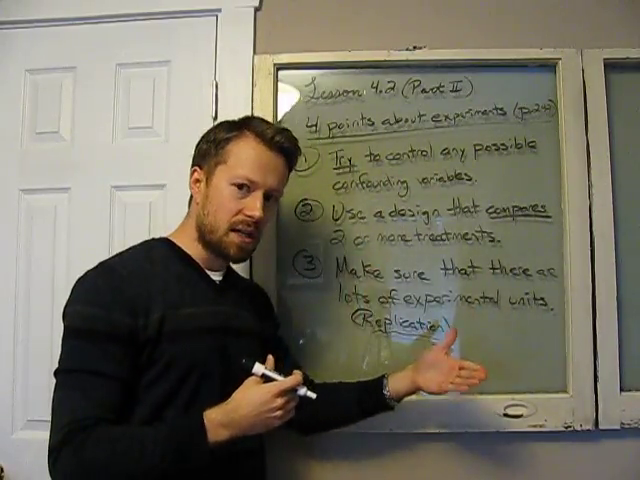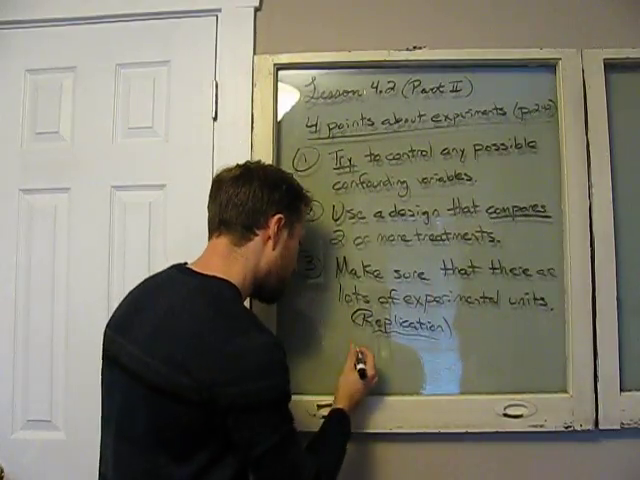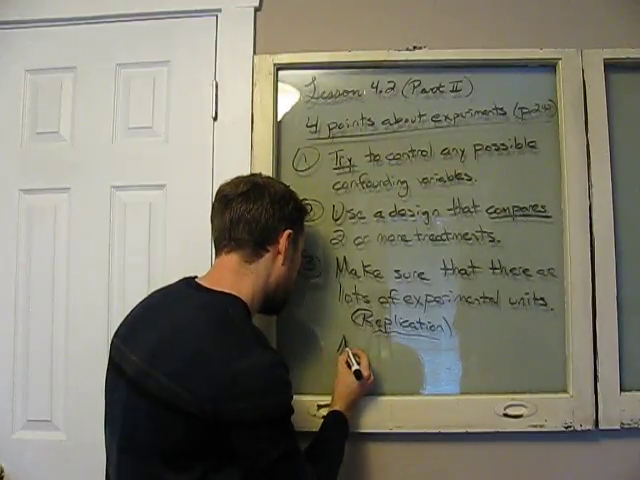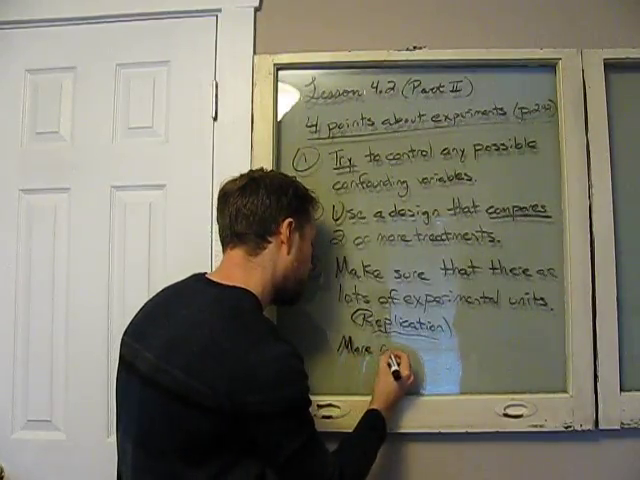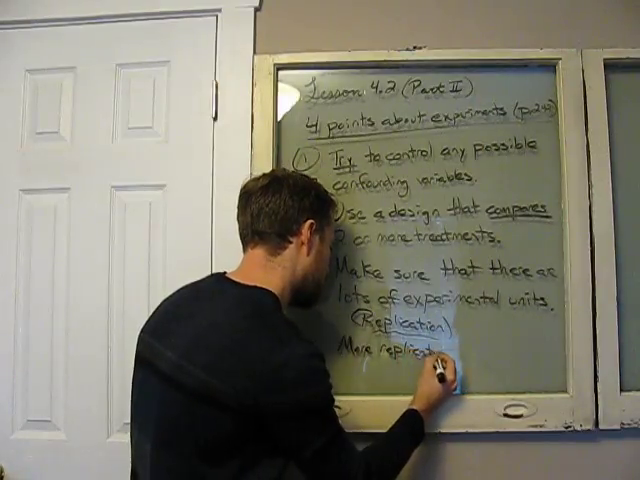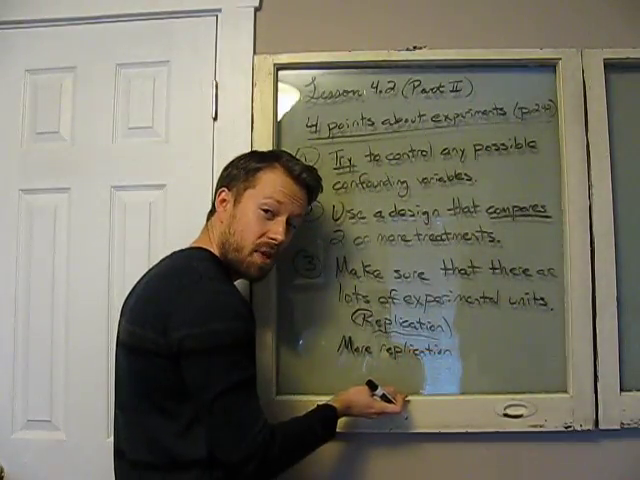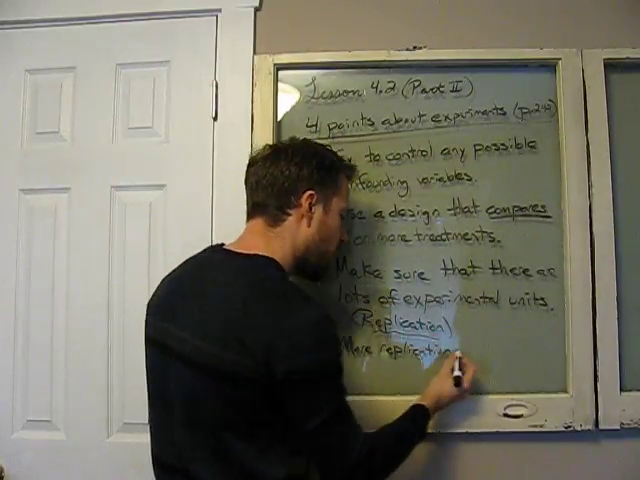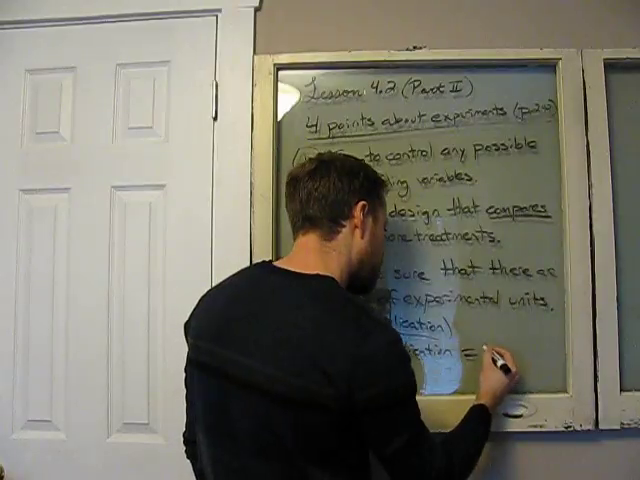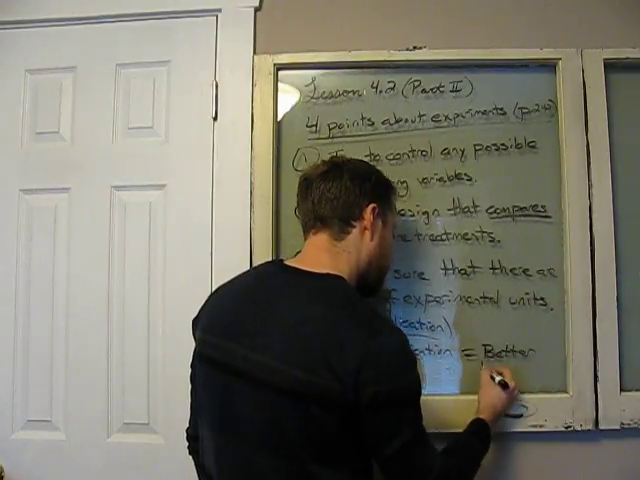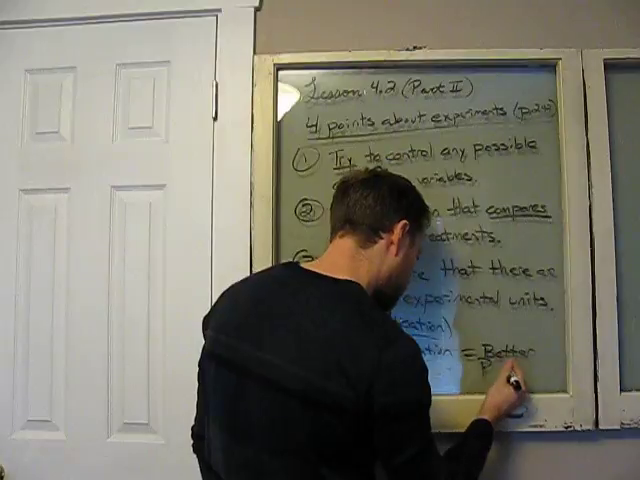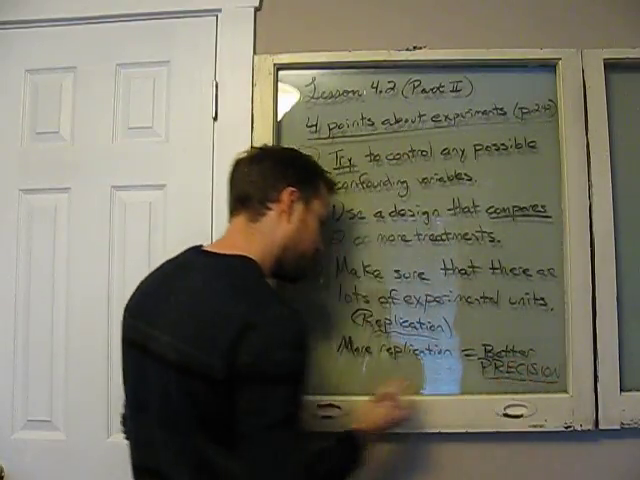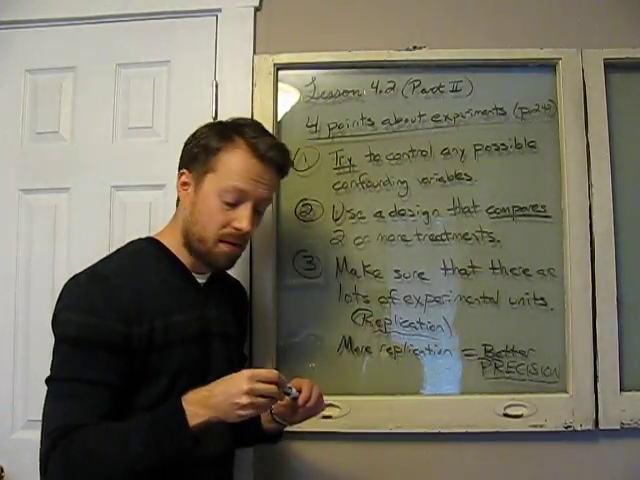Because by doing that over and over again, you end up, let's see, I'm going to say the more replication, the more times you perform the experiment, the more experimental units that you have, the bigger your sample. The more replication equals better precision. Alright, now that word precision I'm going to pause and talk about for just a minute.